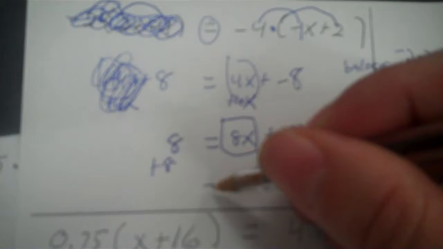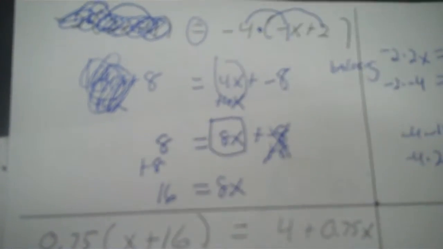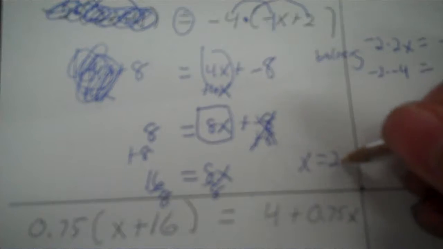Now I do another box, and the negative 8, let's add 8, and let's add 8 over here. So 8 plus 8 is 16, and we got 8 times x. So 8 times x is 16, so I divide by 8, and I get 2. Okay, x equals 2.